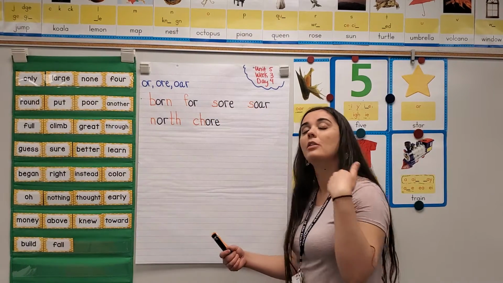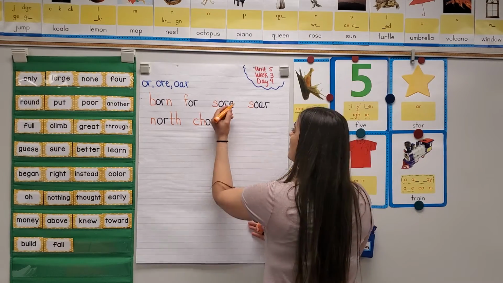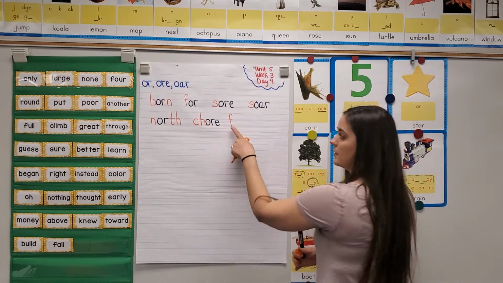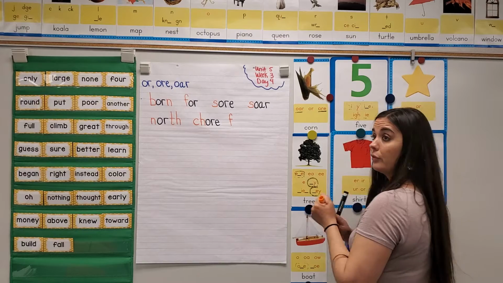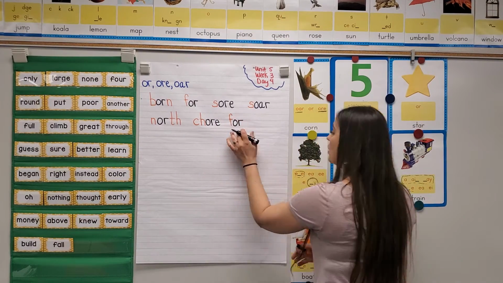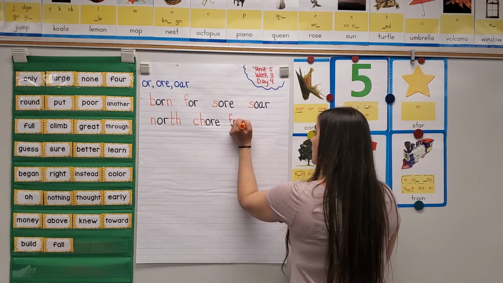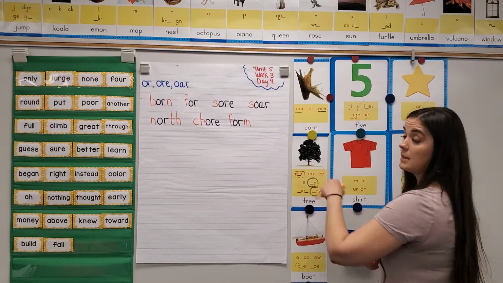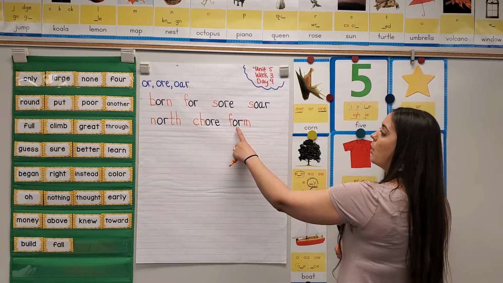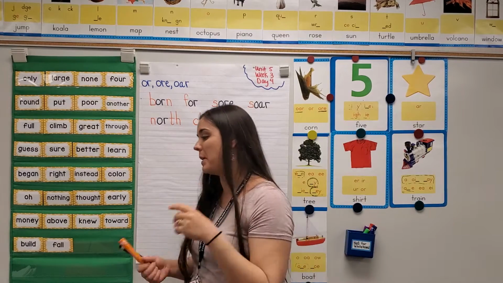Form. Your turn. Form. F says f, O-R, or. M says m, form. Like maybe a form to fill out, a piece of paper.